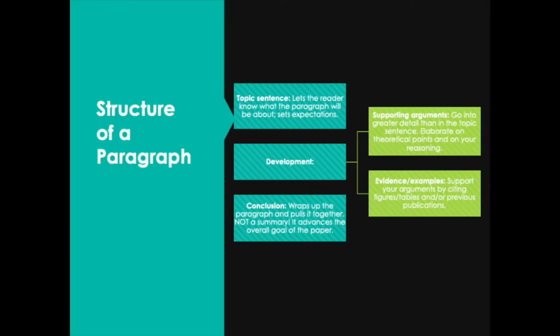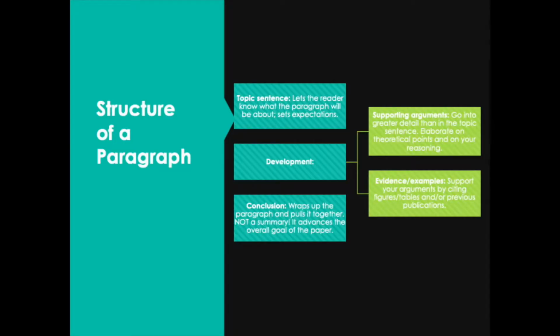Ideally, a paragraph will begin with a topic sentence. Then it's going to go through a few sentences of development, and then it will have a conclusion. So: topic sentence, development, conclusion. Let's break that down a little bit more. A topic sentence is the first sentence of a paragraph that lets the reader know what the paragraph will be about. In other words, it sets the expectations for that paragraph.